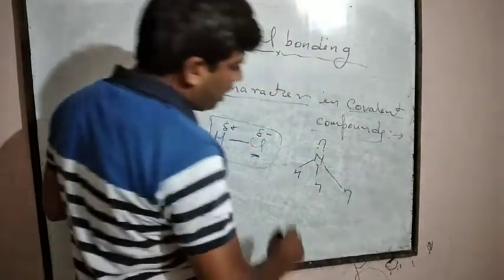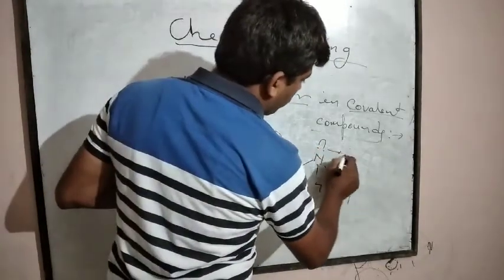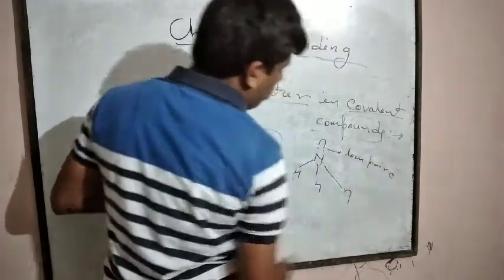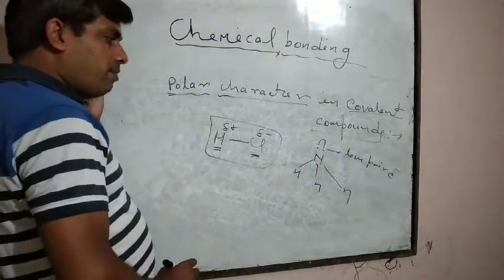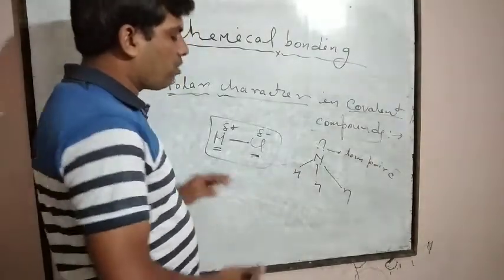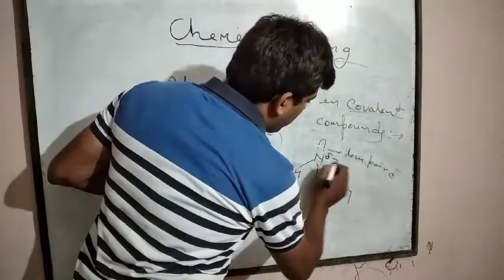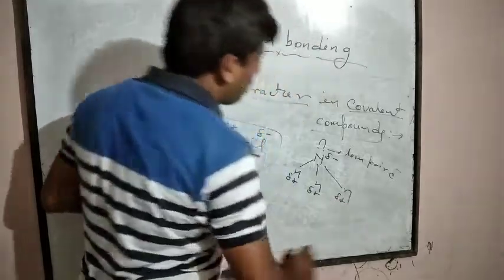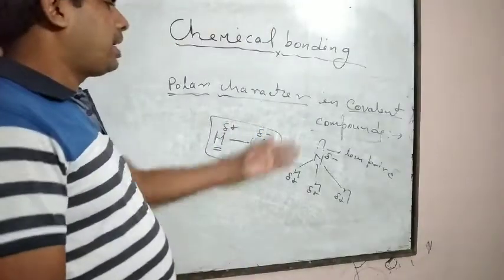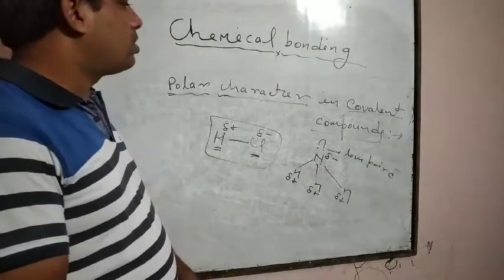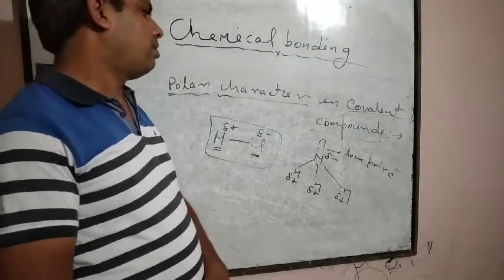In ammonia, nitrogen has one lone pair of electrons. Here, the difference of electronegativity between nitrogen and hydrogen is high. Nitrogen is more electronegative than hydrogen. That's why it bears a partial negative charge, and each hydrogen bears a partial positive charge. Here also polarities arise, so such types of compounds have a polar character.